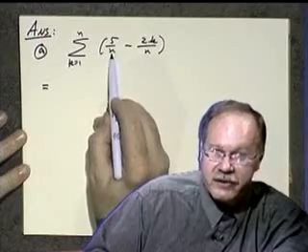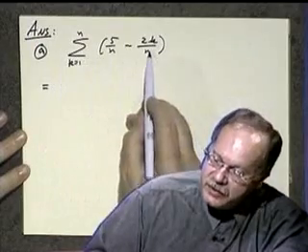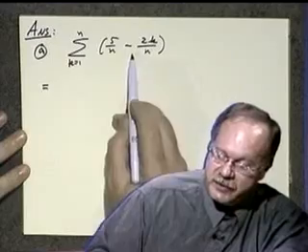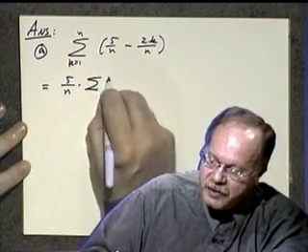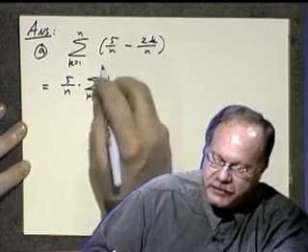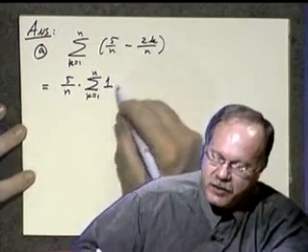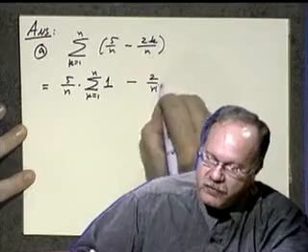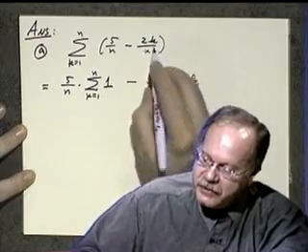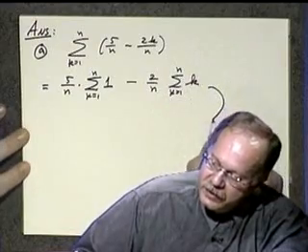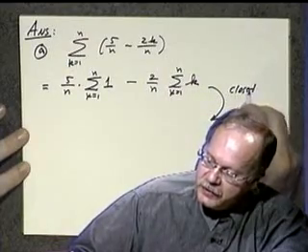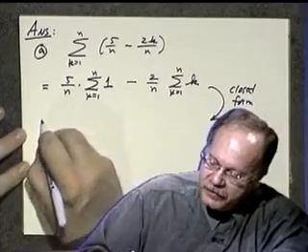Here I can think of 2 over n as a constant to be pulled out front, which means I can rewrite this as 5 over n times the sum of the 1's, can't forget the summation there, sum of the 1's from k equal 1 to n, minus 2 over n, the sum of the k's, because that's all that's left here, k equal 1 to n. Now we use our notion of the closed form to simplify further.